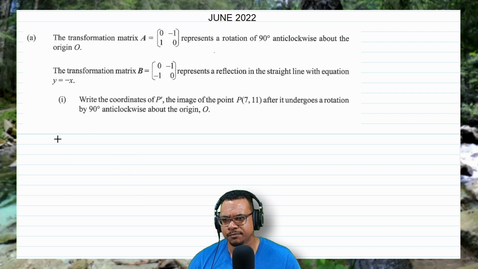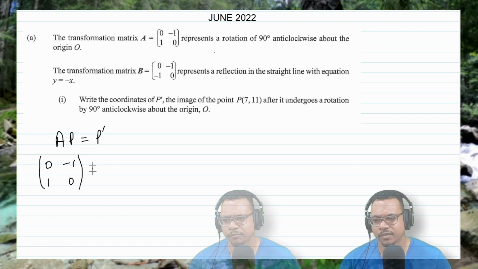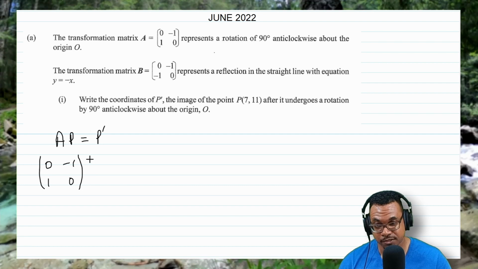All right, so what I'll write is my transformation matrix A multiplied by my object coordinates, which is P, would give you my image coordinates, which will be P prime. All right, so my transformation matrix is 0, -1, 1, 0. I'm multiplying that by my object coordinates P, and I'll write that as a column matrix. So instead of 7, 11 like this, I'll have 7, then 11 like this.